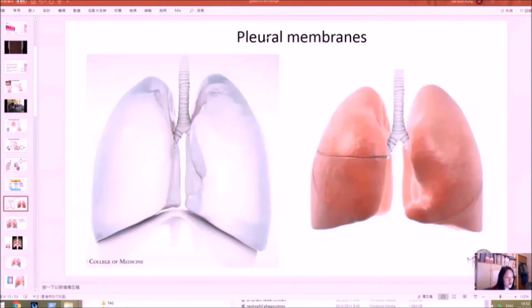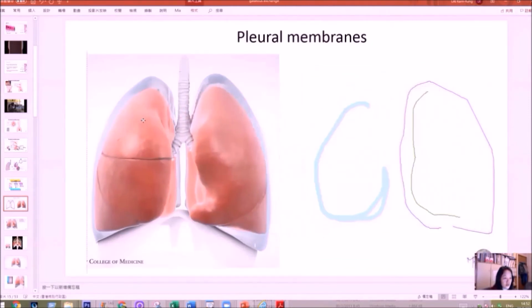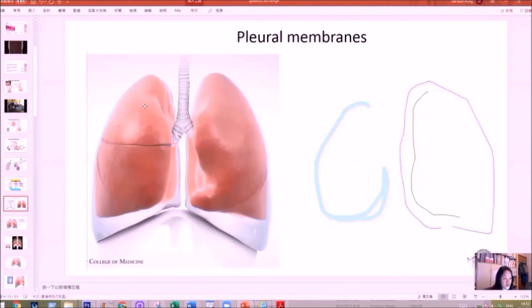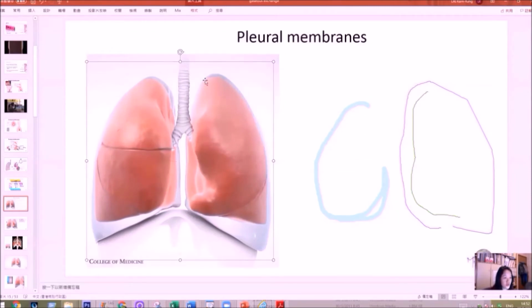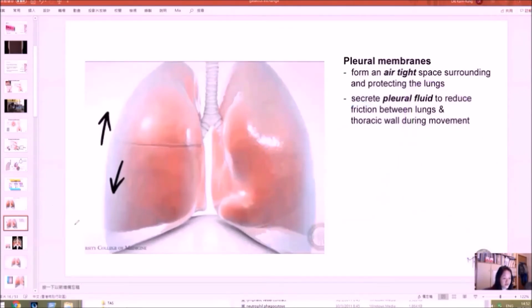Okay, in our rib cage, we have the membrane. So this one, the lung is inside. So two membranes, the outer membrane and the inner membrane. The inner membrane is lying outside the lungs, and the outer membrane is lying inside the rib cage. Okay, so let's look at the animation.